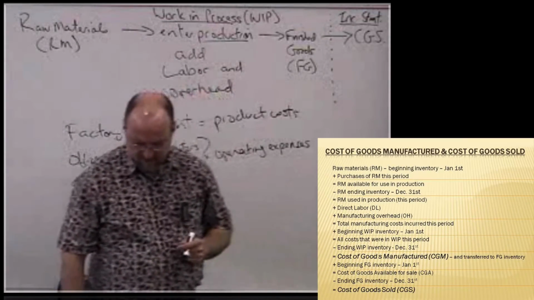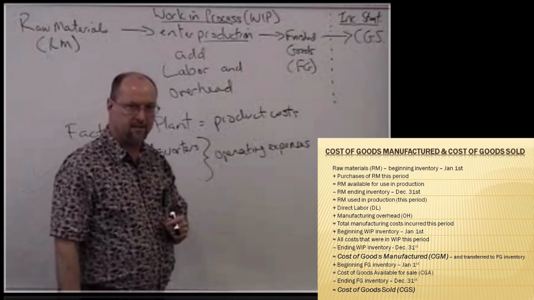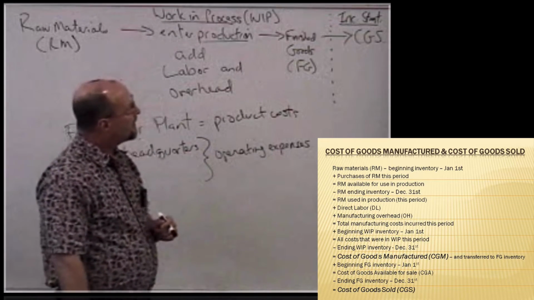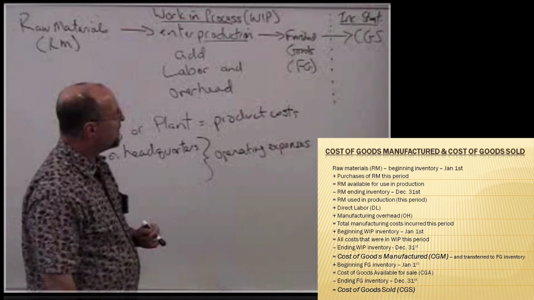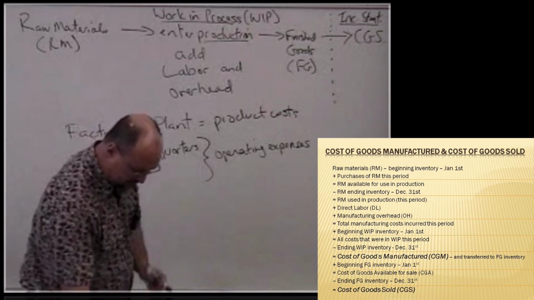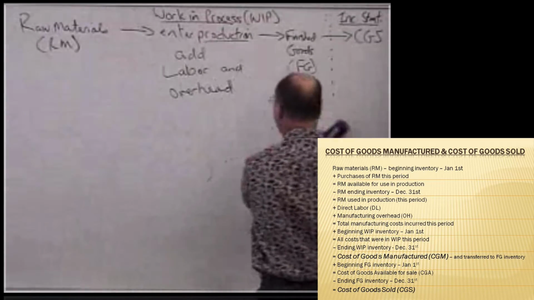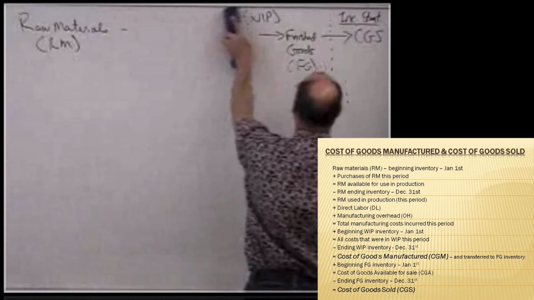Okay, here's that equation I made reference to, and then we're going to do an example of this. This is what's called cost of goods manufactured and then cost of goods sold. Now, I need to erase the board for a moment, or part of it anyway. I'll make it all of it.